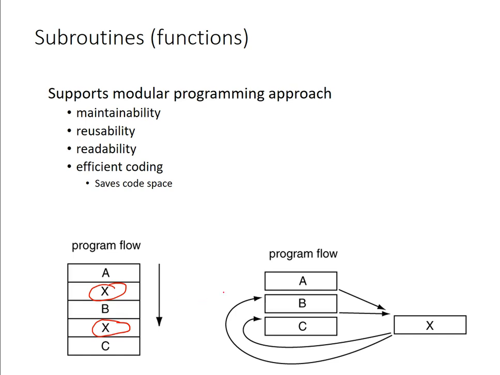Instead, what we could do is write those sequence of instructions for this X block just once, and whenever we need to execute it, we're going to change the control flow to come to this location in the program, execute X, and then when it finishes, come back to the next instruction.